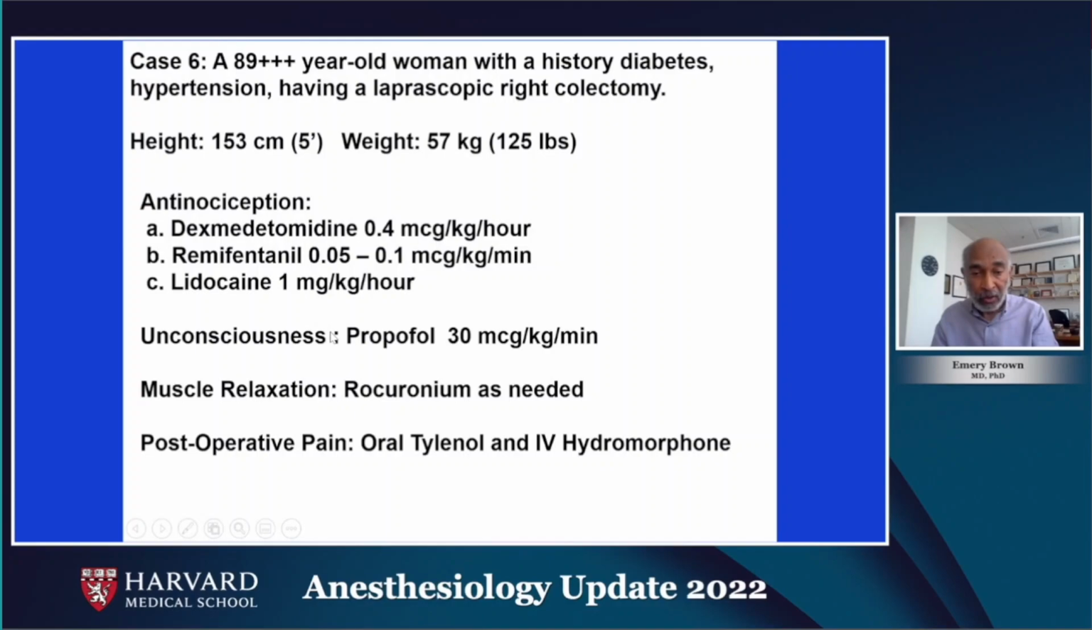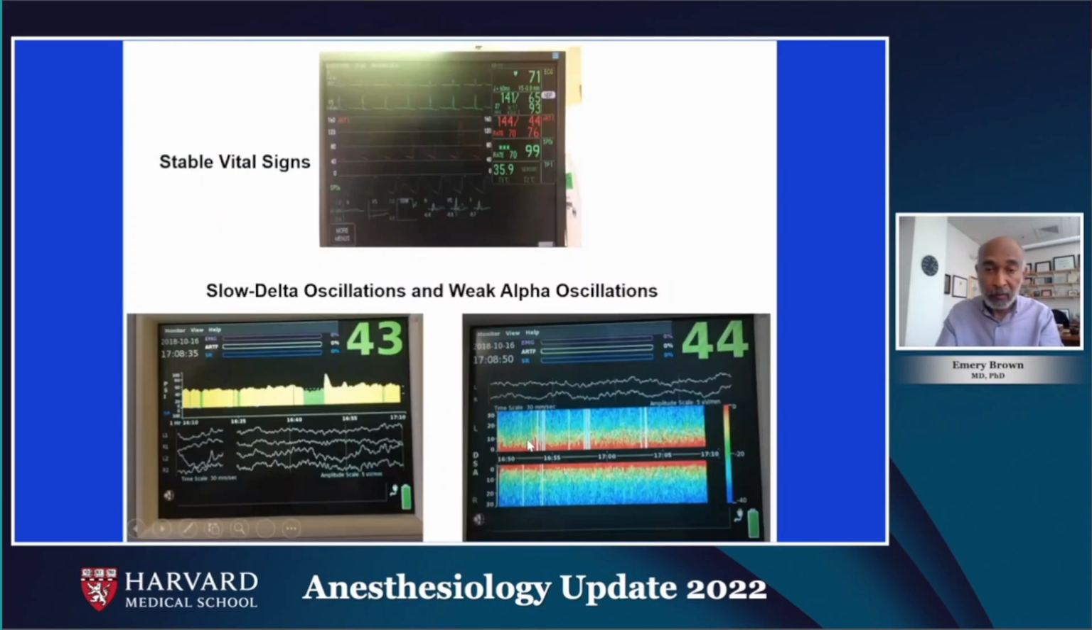And what we're able to do is, once the case was underway, after about 45 minutes or so, or about an hour, we're able to control her unconsciousness with just 30 micrograms per kilogram per minute of propofol. What would appear to be like a homeopathic dose. We used rocuronium for muscle relaxation. She had oral Tylenol and some IV hydromorphone postoperatively.